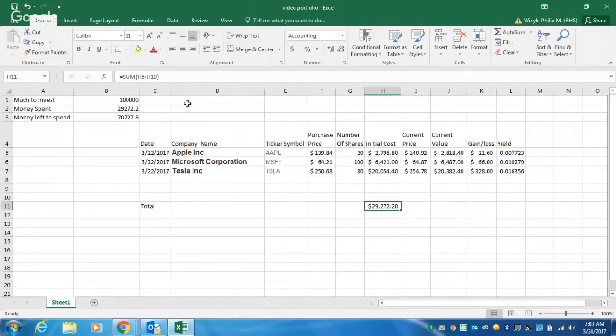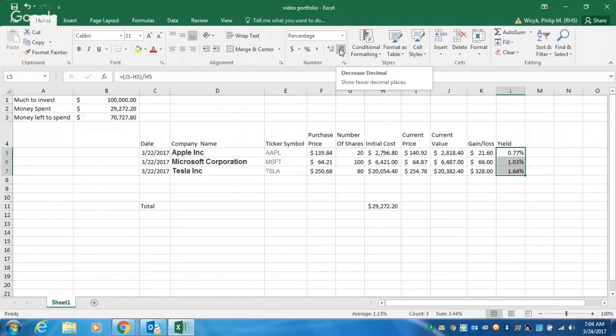This is a dollar. All that is dollars as well. And if you notice, the percent sign's right next to it. So I'm going to grab our yield, hit percent. Now, obviously, this isn't 1%. This is actually 0.77%. This one down here is 1.6%. So it's always a good habit to go to 2 decimal places. You're going to do that with these two commands right here, which are increase decimal and decrease decimal.